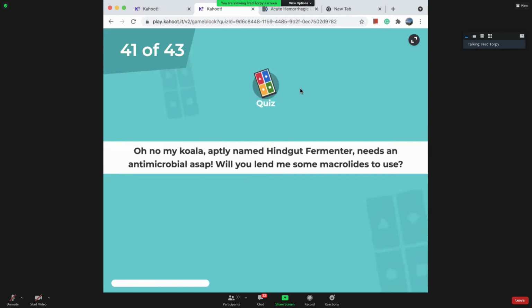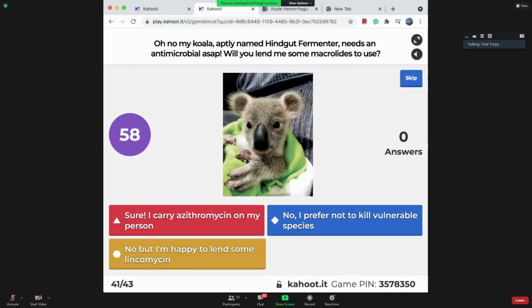Oh no, my koala's sick. It needs an antibiotic. It's a hindgut fermenter, for those of you that don't know koala GI physiology. That's a picture of it. And there was some philosophy that goes into this question, so you have to really think about it.